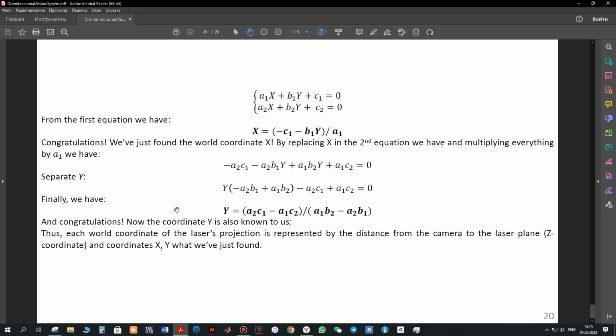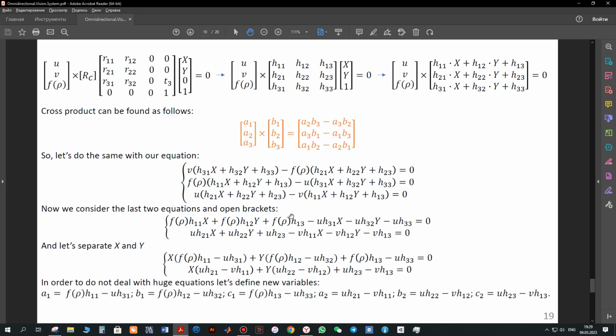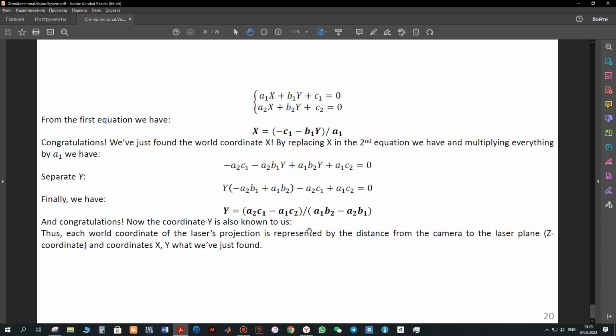Thus each world coordinate of the laser projection is represented by the distance from the camera to the laser plane, and these two coordinates x and y. Once we found them, we can make a replacement back, put this back into our equation and calculate x and y. So that's all. Thank you.